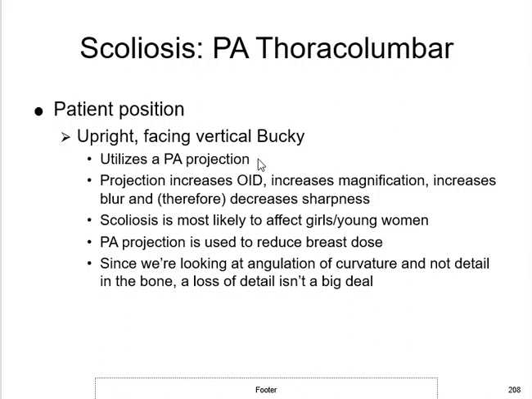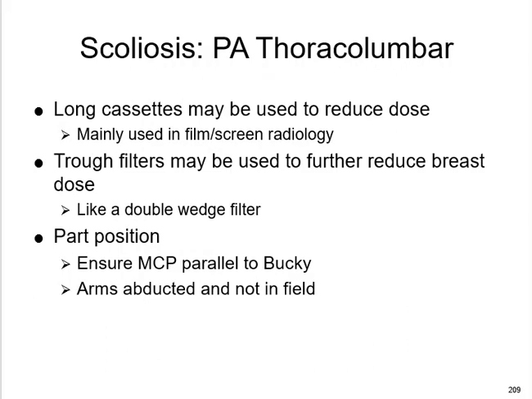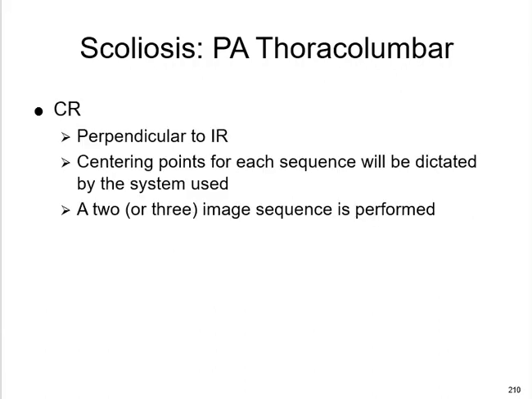So it's going to be PA projection. PA projection does increase the OID, which is going to increase magnification, and it's going to increase blur, and it's going to decrease sharpness of recorded detail. Yes, all of that still holds true, but really the only thing that we're looking for is the curvature of the spine and not so much the sharpness of recorded detail in the edge of the bones. So it's really not that big of a deal that we lose that sharpness of recorded detail. Trough filters I just mentioned, long filters or long cassettes I walked through a minute ago.